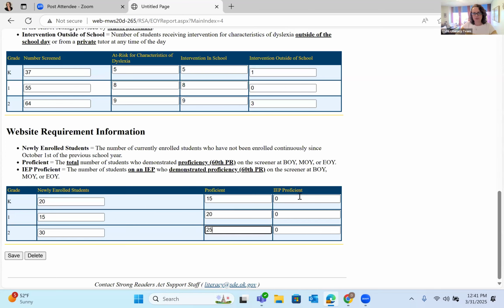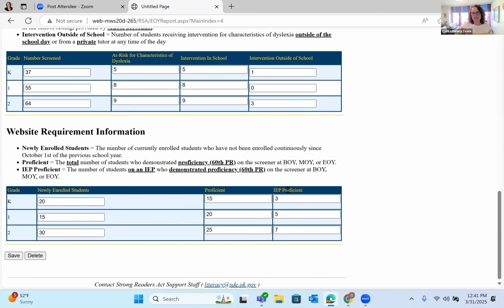Things to remember when you're doing this one is, once again, that we're defining proficiency as a 60th percentile rank. And then let's talk about the IEPs. For a student to count in this category, their IEP has to have reading goals, or it can be a speech IEP if that speech IEP has language goals in it. We don't want to count our speech IEPs that are articulation goals only, but if they do have language goals, then we would count them in this count as well. So for my numbers, I'm going to put that I had 3 there, 5 here, 7 here.